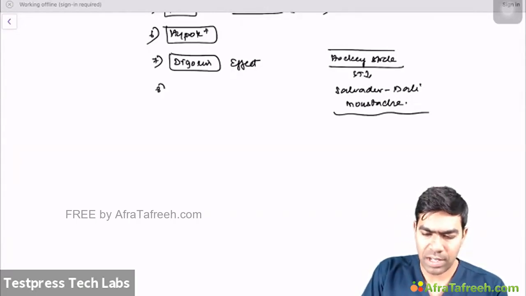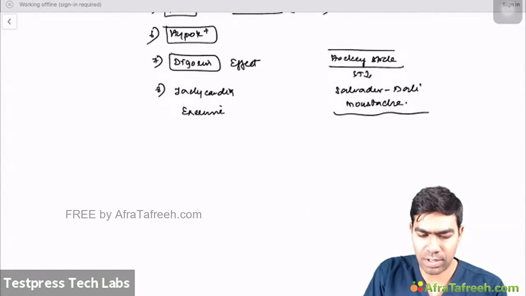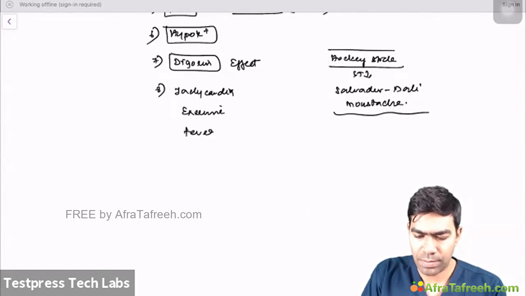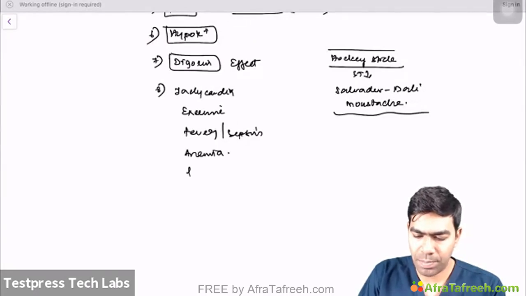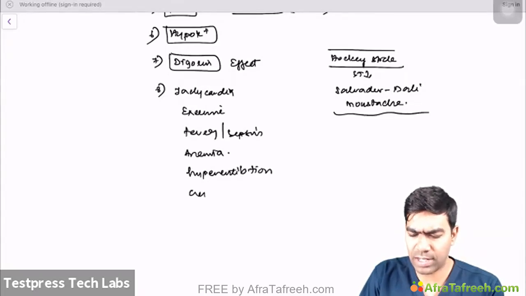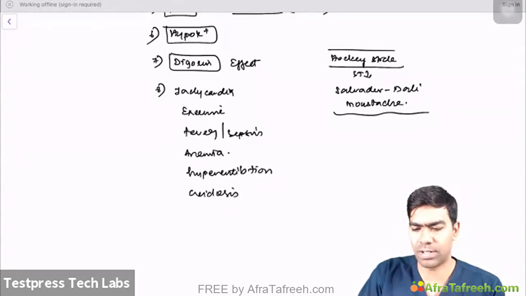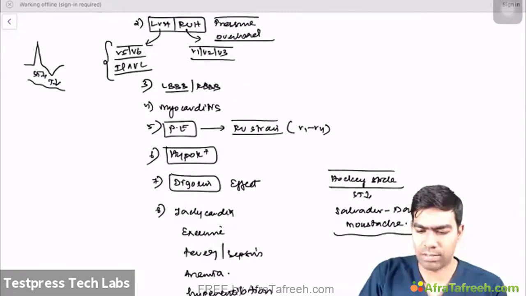And apart from that, many other conditions can produce ST depression. Tachycardia can produce, exercise can produce. These are physiological situations. Fever, sepsis can produce. Severe anemia can produce ST depressions. Hyperventilation can produce ST depressions. Acidosis can produce ST depressions. So many conditions are there which can produce ST depressions. But I don't think it's that important.